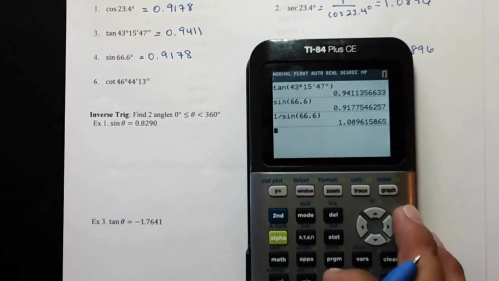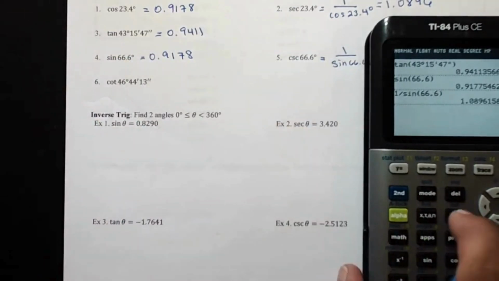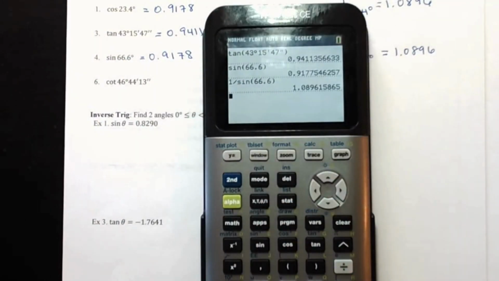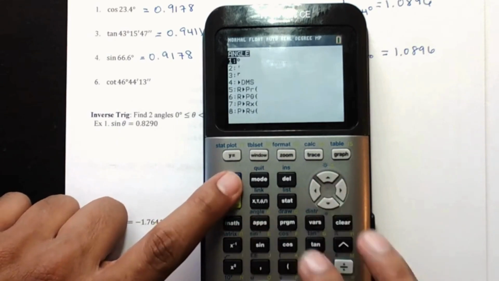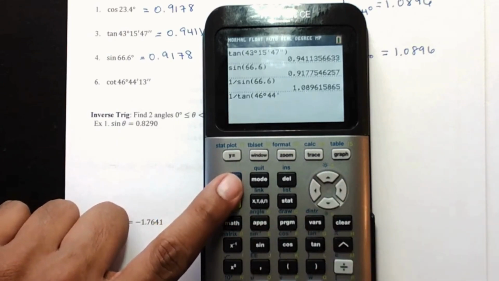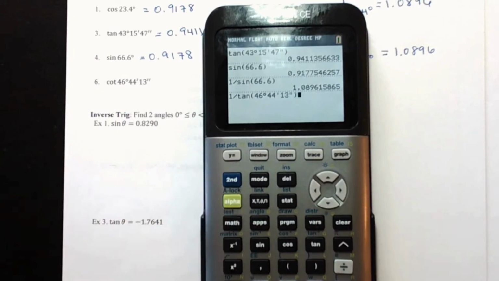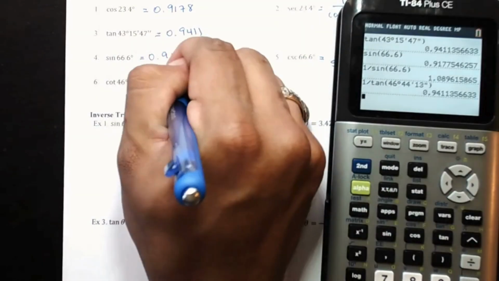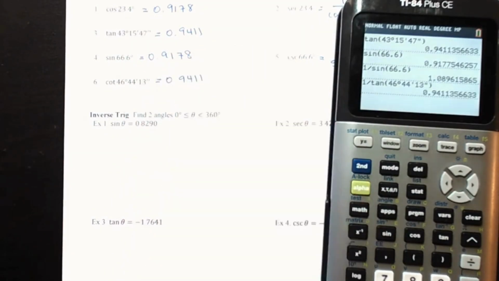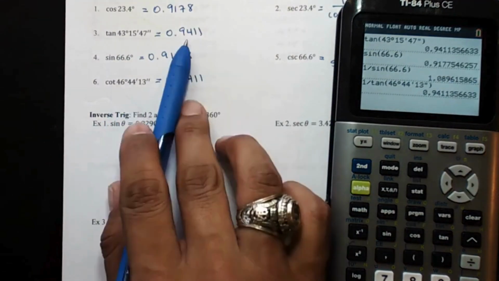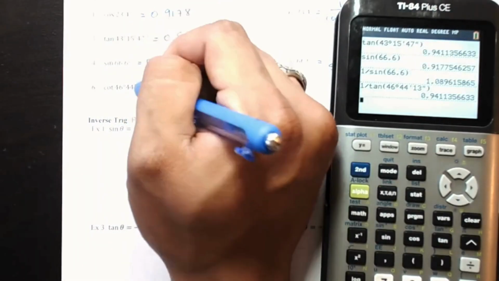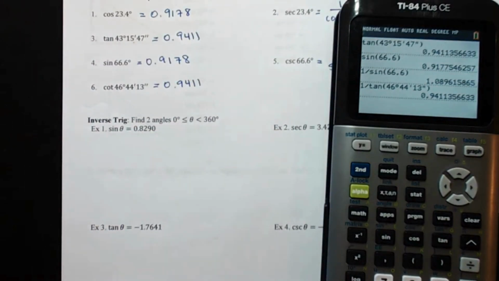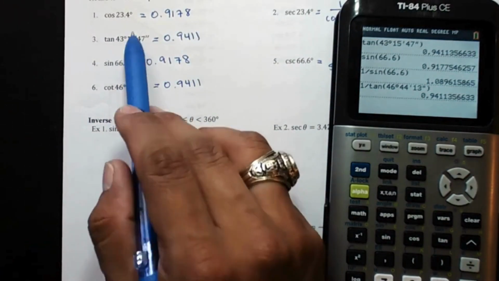And then what about cotangent of 46 and so on? Well, we don't have a cotangent button, but we'll do 1 over tangent of all of that. Get 0.9411. Which looks familiar because it's also the same answer as number 3, because if you were to add these two together, they're going to add up to 90 degrees. They're complementary as well. So these two are also what we call cofunctions.